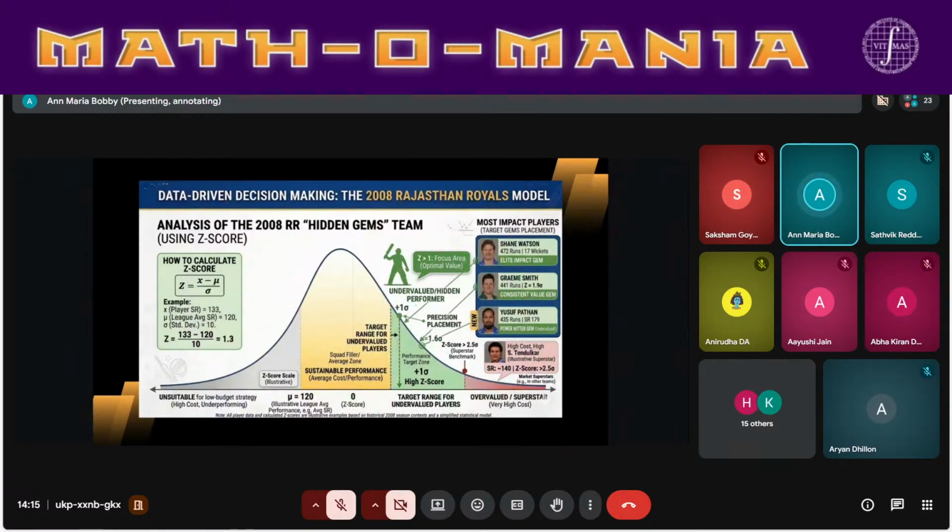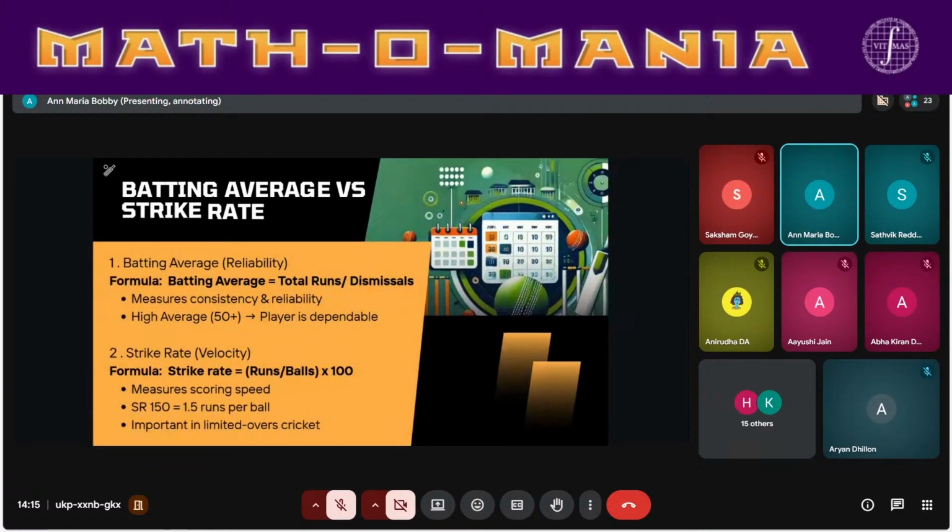Moving on to the next slide. Batting average versus strike rate. We come to the metrics of cricket. So we can see batting average. As we can see, it measures reliability and consistency. We have the formula: batting average is equal to total runs divided by dismissals. So it shows us how many runs a batter scores before getting out.